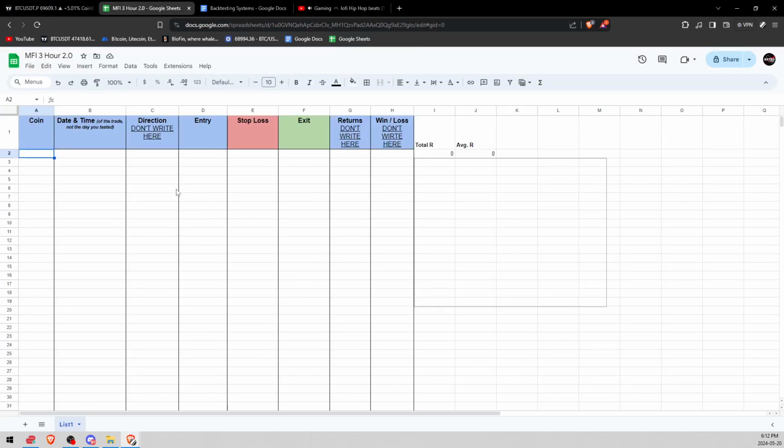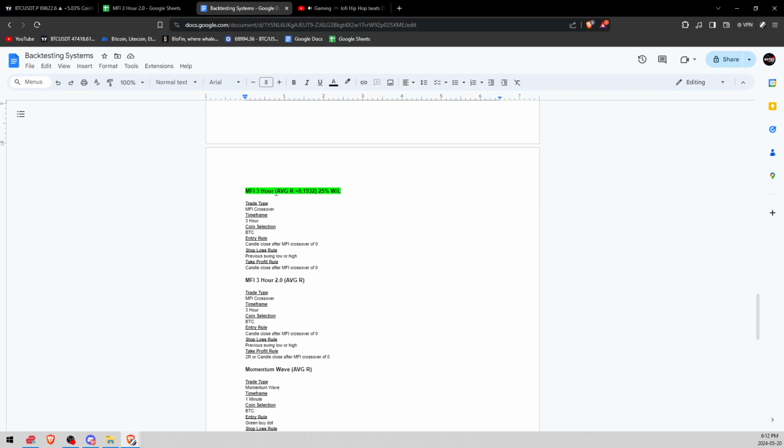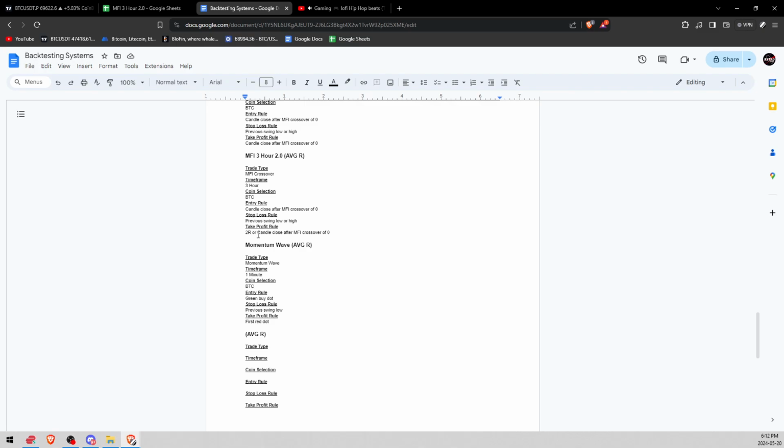We have our Google Doc sheet, a Google Excel sheet. Our Google Docs has our system in it, which is the money flow index, 3 hour. We're on a 2.0 system. We've already done the first system. The only thing we've changed now is a take profit rule. The trade type, I don't know if it's considered a trade type, but we're just going to call it that, is a money flow index crossover.